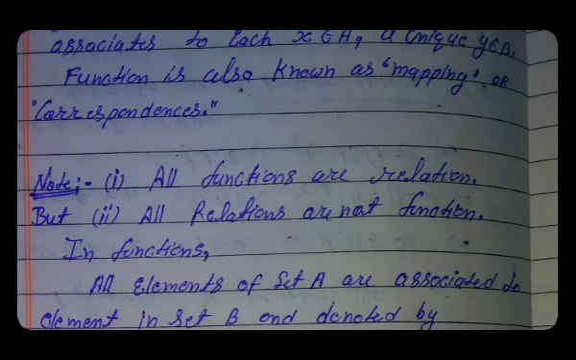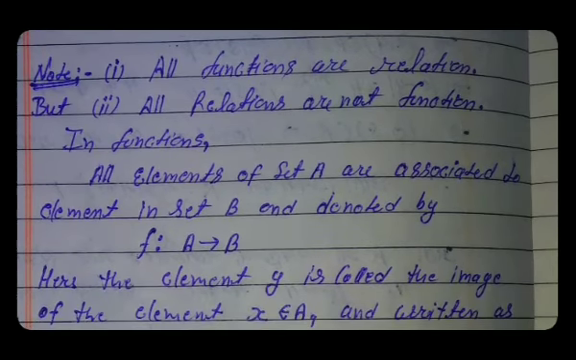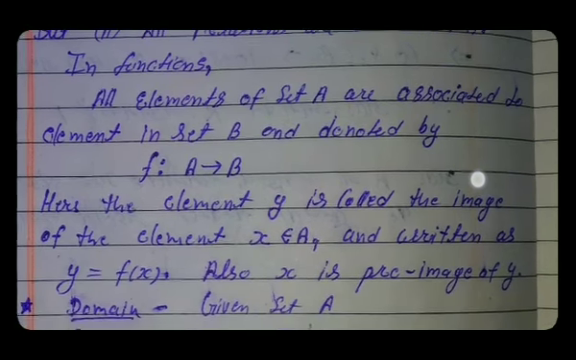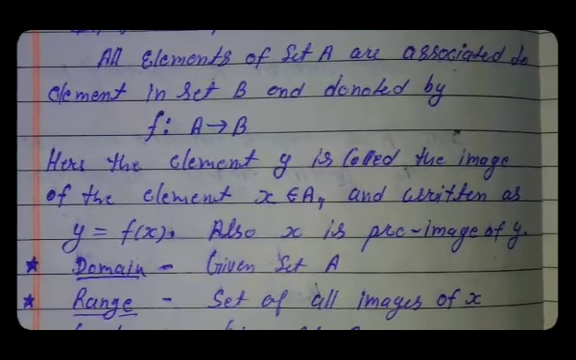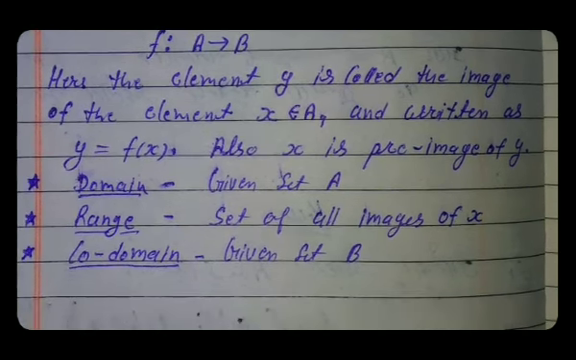Function is only a relation, but here is a note point: all functions are relations, but all relations are not functions. In other words, in a function, all elements of the set A are associated to elements in the set B, denoted by f: A → B. Here A is the domain and B is the codomain, and the set of images of every element of A is called the range. Here the element y is called the image of the element x belonging to A and written as y equals f(x). Also x is the pre-image of y.